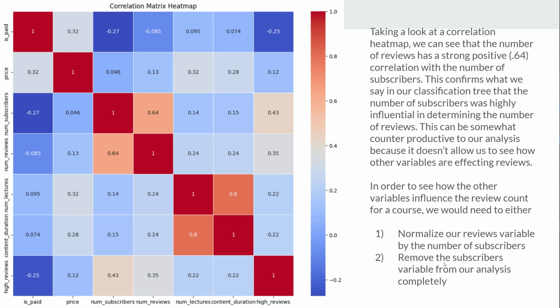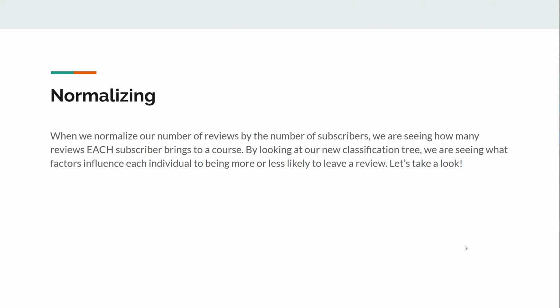So what we wanted to do is we went ahead and we did both just to compare and see what we get. So we'll start with normalizing. When we normalize our number of reviews by the number of subscribers, we're seeing how many reviews each subscriber brings to a course. By looking at our new classification tree, we're seeing what factors influence each individual to being more or less likely to leave a review, outside of just sheer number of subscribers. So let's take a look.